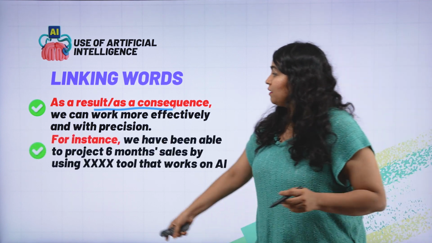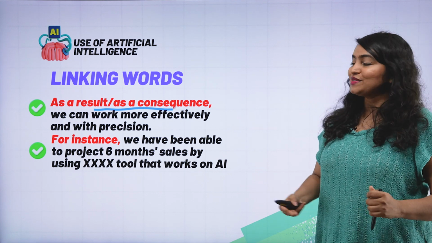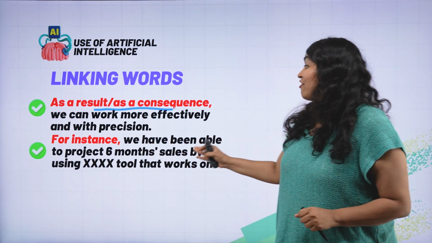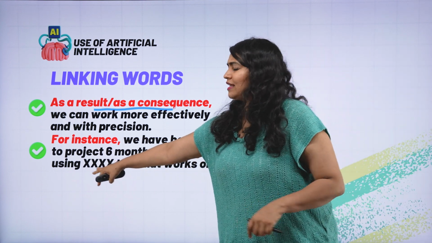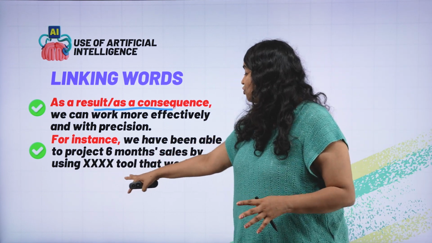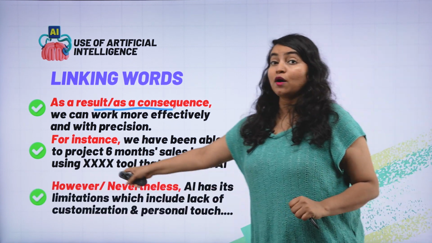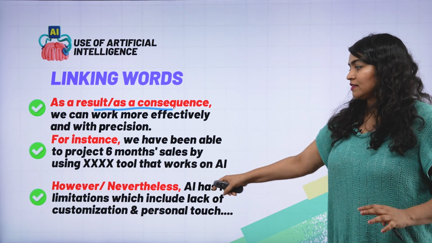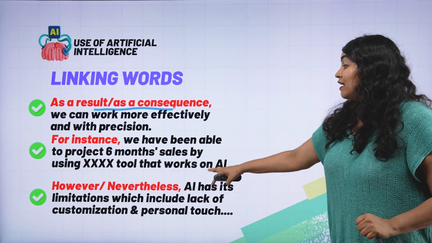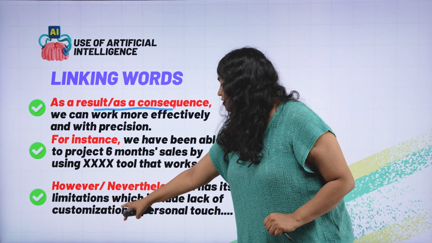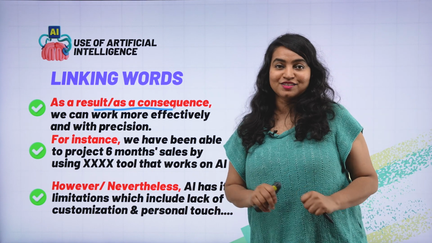You can also say, for instance, when you are giving examples, you better use for instance. We have been able to project 6 months sales by using, let's say, a certain app or a certain AI tool that works on AI. Or you can say, however, nevertheless. Now, when you're giving contrast, when you are giving two contrasting opinions, you can say AI has its limitations, which include lack of customization and personal touch, right?